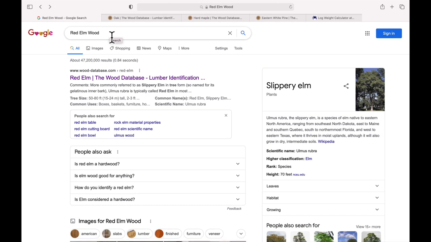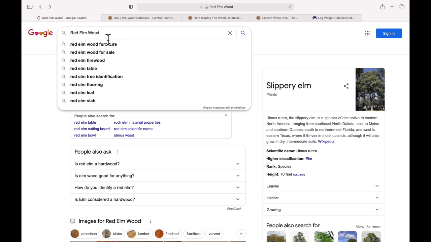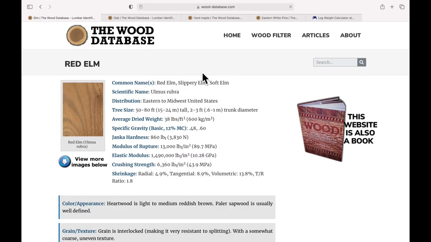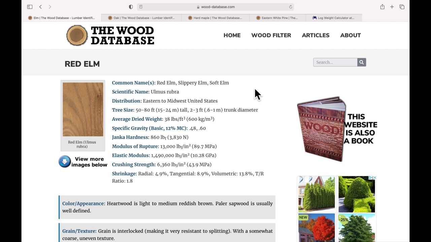I would always go after an elm tree, but go into your search engine, search red elm wood. You're going to get the Wood Database. That is what we're looking for. We'll click on that. This is the screen that I look for, just a really quick reference whenever I am doing research into trees.